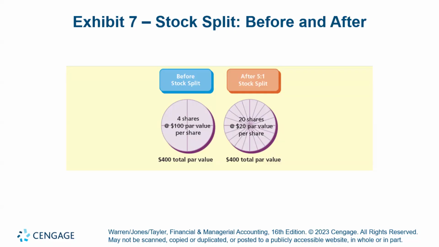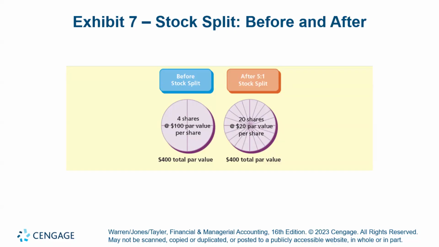So all a stock split does is, here's a stock that has 4 shares of $100 par value per share, which is $400 total par value. And if they do what is called a 5-to-1 stock split, all you would do is multiply the number of shares by 5 and divide the par value by 5. And so now it would have 20 shares of $20 par value stock, which would have the same total par value.